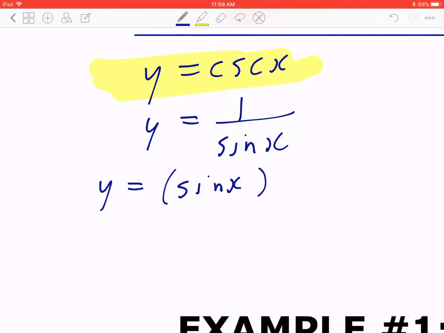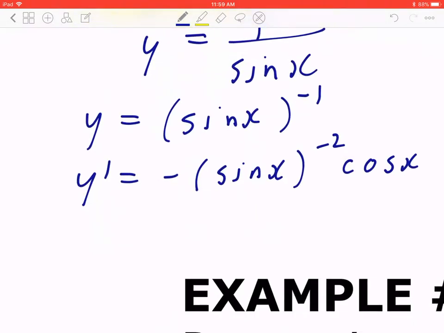Even though a lot of you will go straight to the quotient rule, if you want to use the quotient rule, that's fine. We'll arrive at the same final answer. The derivative is going to be, you bring the negative to the front, copy sine x to the power of negative 2, and you multiply by the internal derivative, which is cosine x.